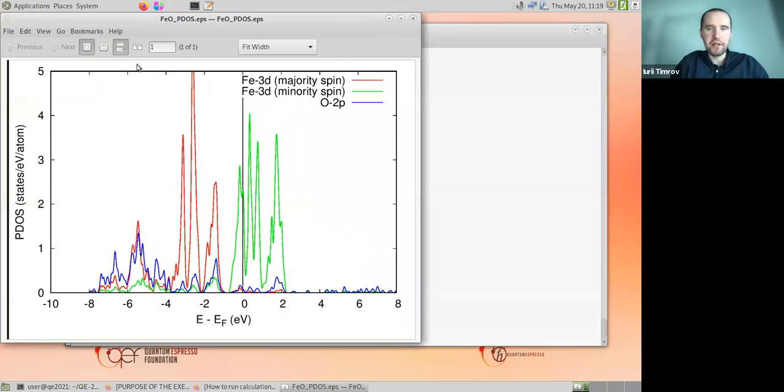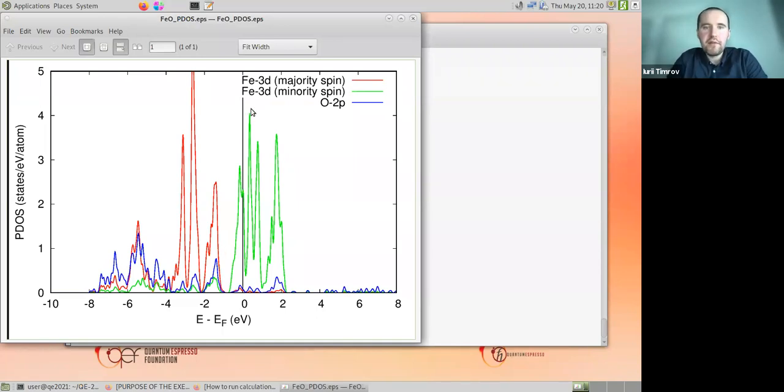I guess many of you already obtained it half an hour ago because you're faster. But this is in fact what we saw in the lecture. The vertical axis is the projected density of states. The horizontal axis is the energy minus the Fermi energy, so our zero corresponds to the Fermi level. We see in red the iron 3d majority spin. They are fully occupied because we saw that the eigenvalues are essentially one. So we see they are all occupied.